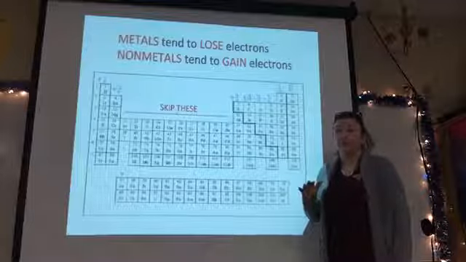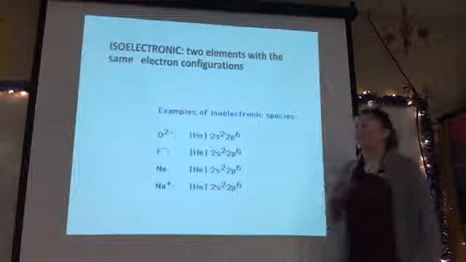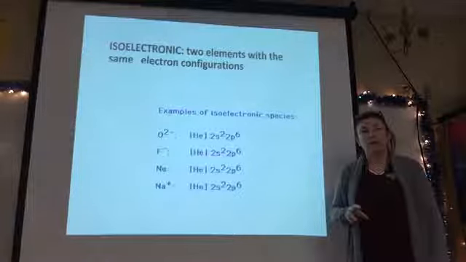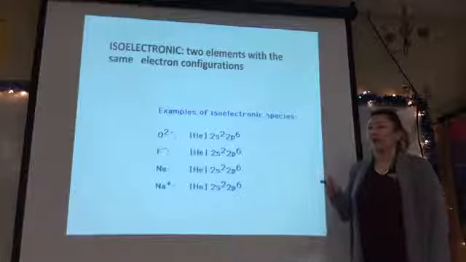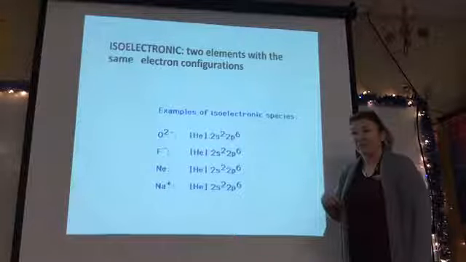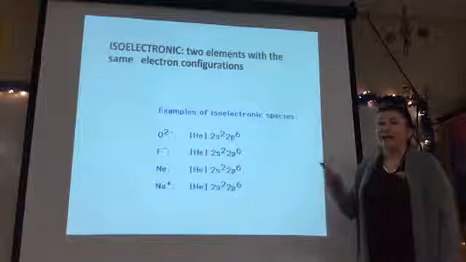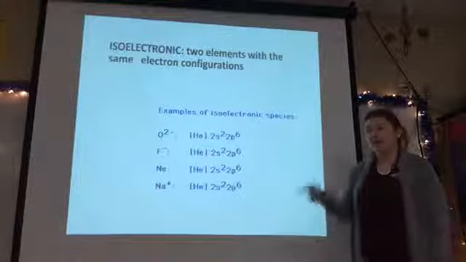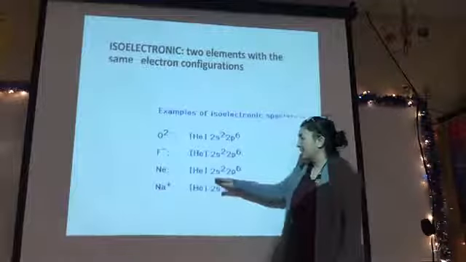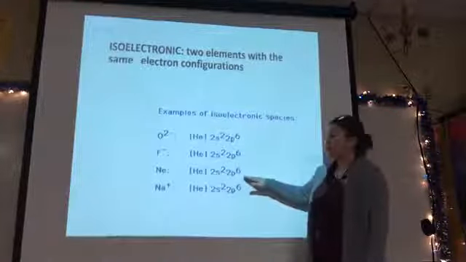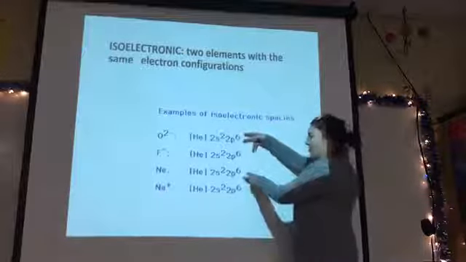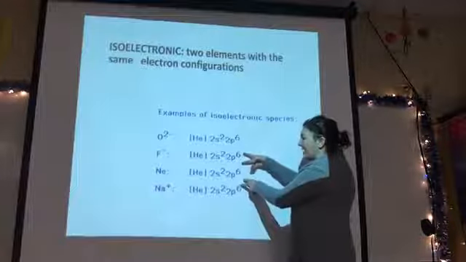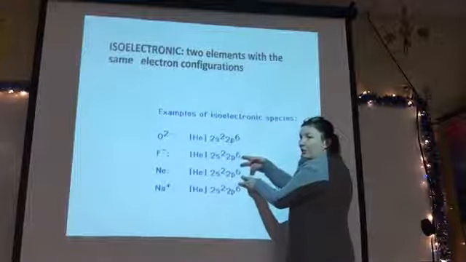Any questions? Now, one last thing I want to talk to you about is isoelectronic. When these ions are formed, they have the same electron configuration as noble gases, don't they? Then the noble gas and that ion have the same electron configuration. They're called isoelectronic. Here's neon's electron configuration. Here's oxygen's. These guys are isoelectronic. Here's fluorine's. They're the exact same. They're isoelectronic.